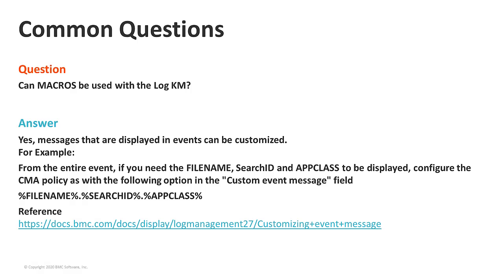One of the most commonly asked questions relating to the custom event message is if macros can be used. The answer is most definitely yes. Like we saw in the example before, you can use macros like file name, search ID, app class, and many more, some of which are listed in our document.